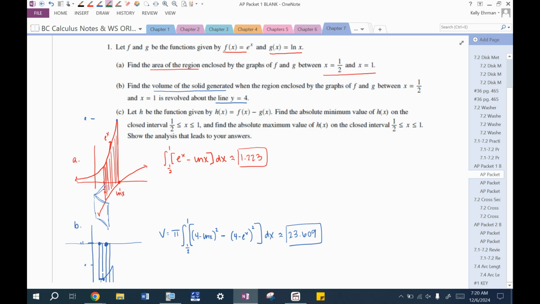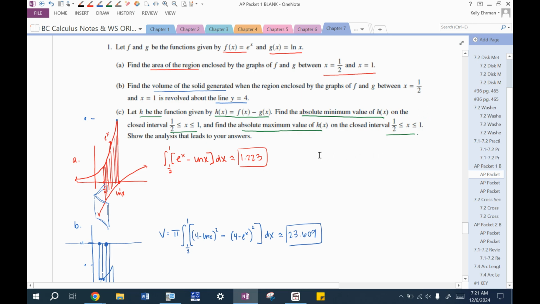Okay, and then what's part C? Let h be the function where h is f of x minus g of x. Find the absolute minimum value of h on the closed interval 1/2 to 1, and find the absolute maximum value of h on the closed interval 1/2 to 1. Show analysis that leads to your answers.